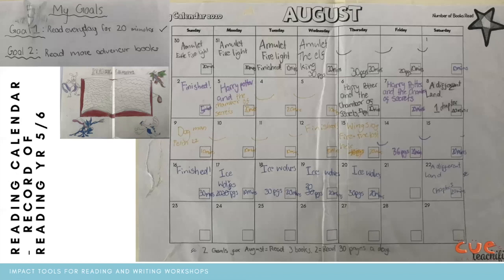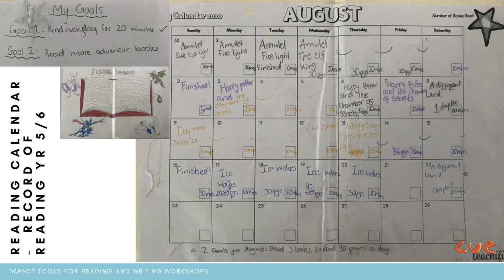Just another example of a reading log. So this one's a reading calendar. This is a year 5-6 example where a child has actually written in for Sunday and Saturday. They're writing in every day. So they take this home with them. They're writing in how long they're reading. They've written in when it was finished, when they started the new one. So we finished Amulet Firelight and then started Amulet the Elf King, read 30 pages, read for 20 minutes.